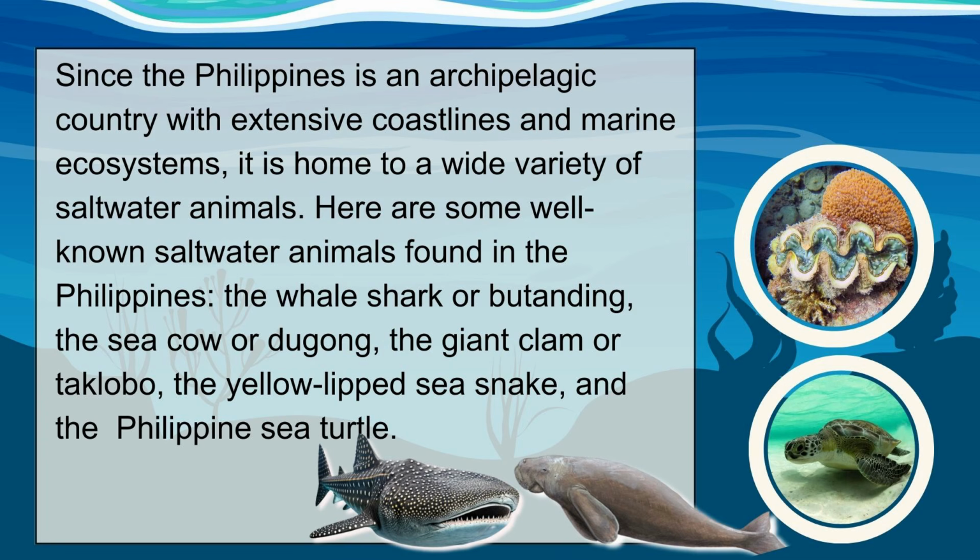Since the Philippines is an archipelagic country with extensive coastlines and marine ecosystems, it is home to a wide variety of saltwater animals. Here are some well-known saltwater animals found in the Philippines: the whale shark or boo tanding, the sea cow or dugong, the giant clam or taclobo, the yellow-lipped sea snake, and the Philippine sea turtle.